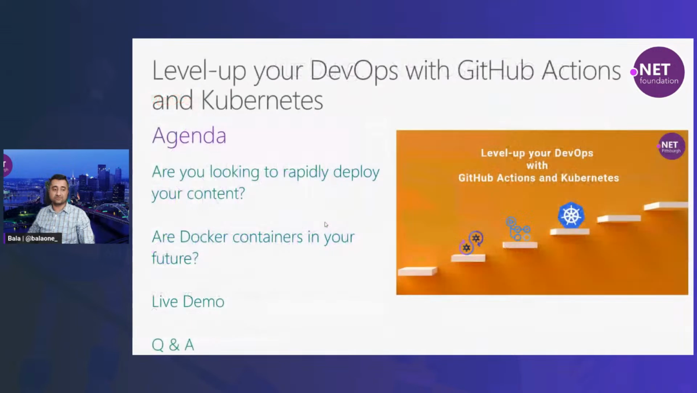And let's get into today's topic. We're going to talk about leveling up your DevOps with GitHub Actions. The agenda is going to be more like deploying your content. Are you looking to rapidly deploy your content using Docker containers, the future? And then we have Rob Rich with us today, and he's going to do a live demo on the Docker and getting that lined up and deploying it into Kubernetes.